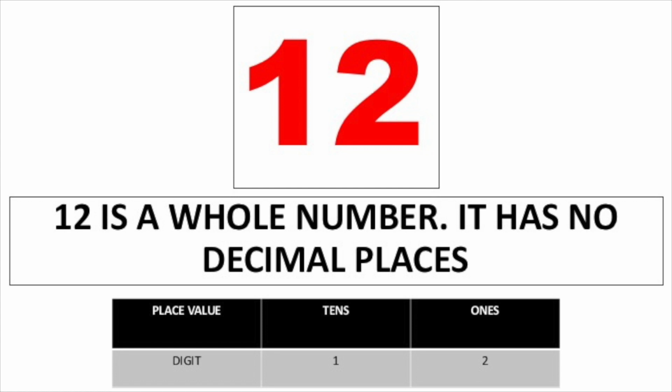But we can still work out the digit value based on the place value. So 1 times 10 is 10. 2 times 1 equals 2. And 10 plus 2 equals 12. So that's how we work out the digit value. But now, let's start looking at decimal numbers.